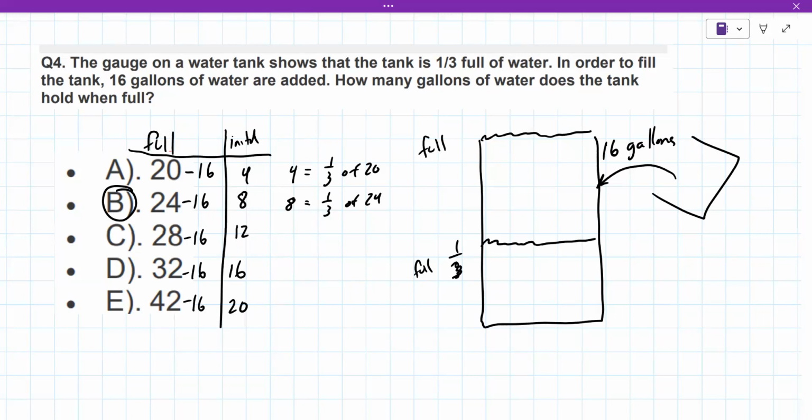Okay. All right, let's try another one of these kinds of numerical problems.